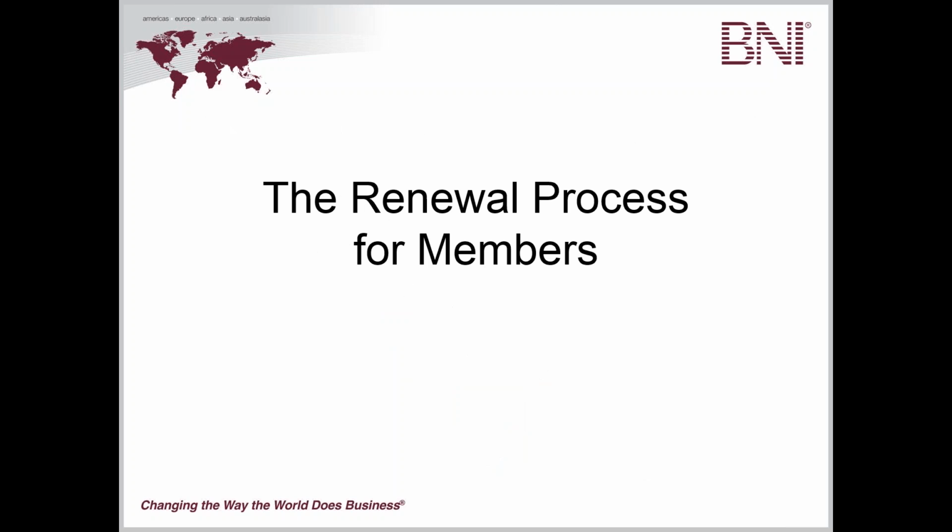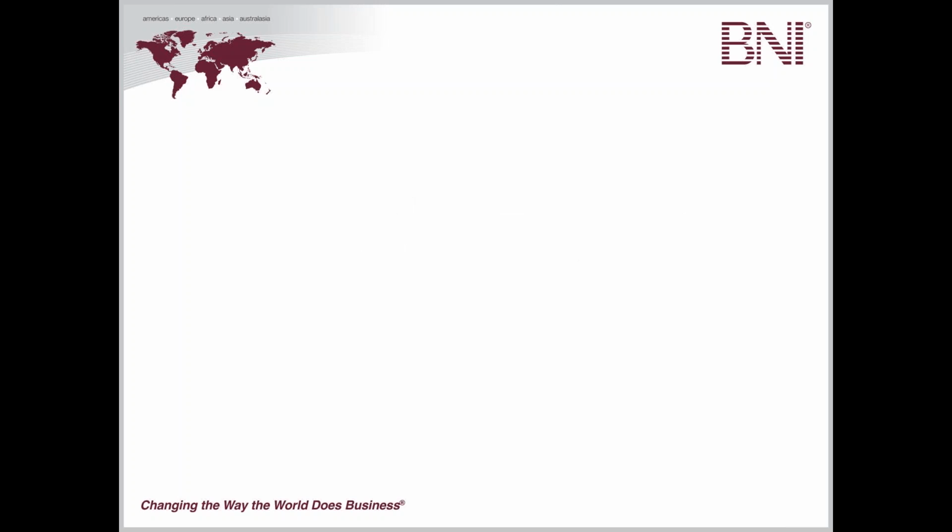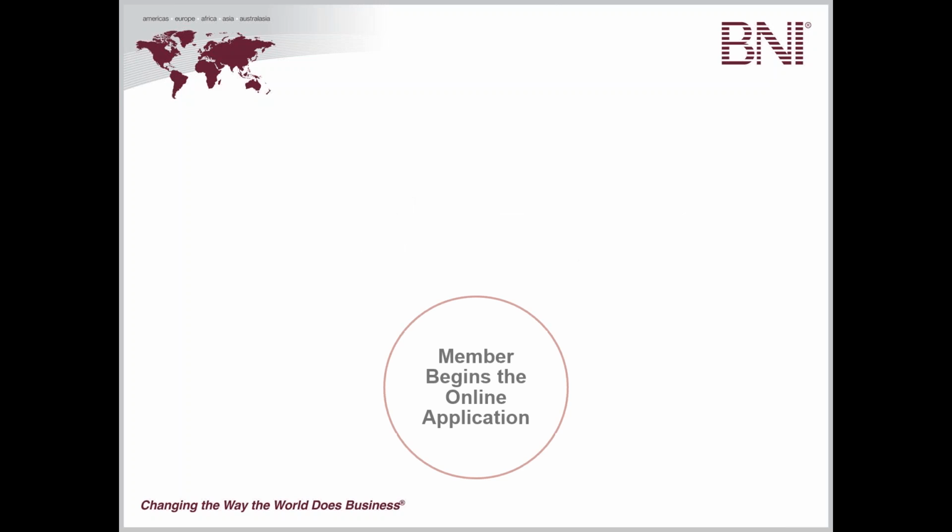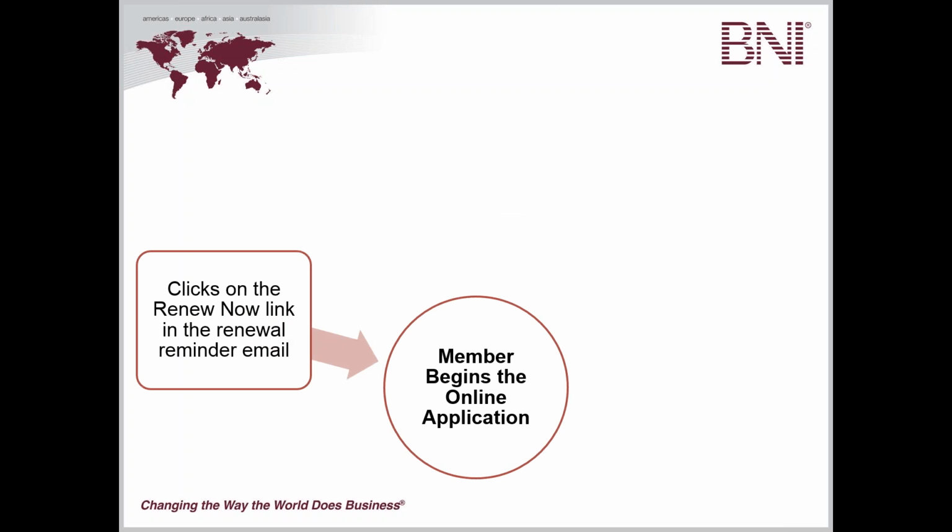So from the member perspective, if anybody has ever filled out a form online to pay for something, it's a pretty straightforward process, but let's break it down for you. There are 4 different ways that a member can start the application process. They can start it by clicking on the Renew Now link in the reminder email.